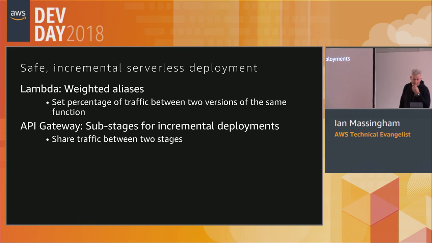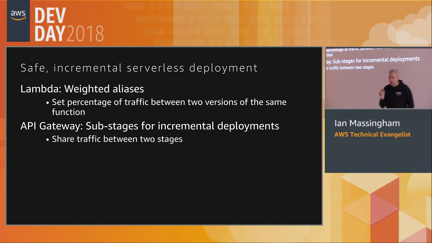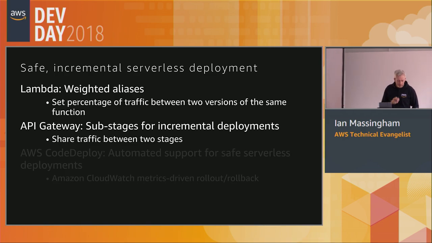We can do this with substages. This means that API Gateway endpoints that aren't serviced by Lambda functions can also benefit from the same kinds of features. Say I'm serving some or all of my API namespace from EC2 instances that run custom code rather than from Lambda. Well, with these substages, I can share traffic across those two different destinations, which might be two different EC2 autoscaling groups as well. Okay, so more granular and specific and accurate control over my API gateway traffic as well.